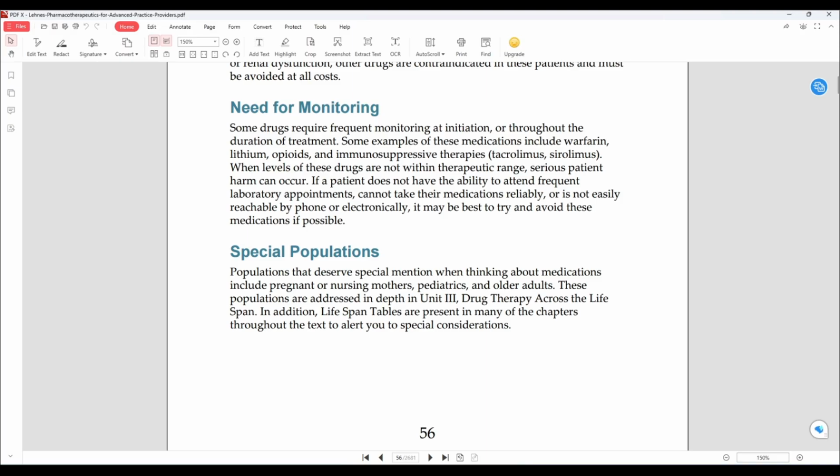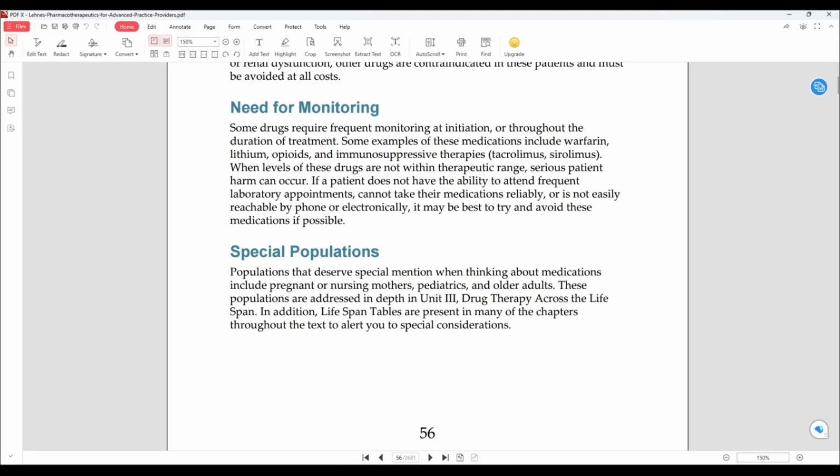The need for monitoring. Some drugs require frequent monitoring at initiation or throughout the duration of treatment. Some examples of these medications include warfarin, lithium, opioids, and immunosuppressive therapies, so your tacrolimus or sirolimus. When levels of these drugs are not within therapeutic range, serious patient harm can occur.